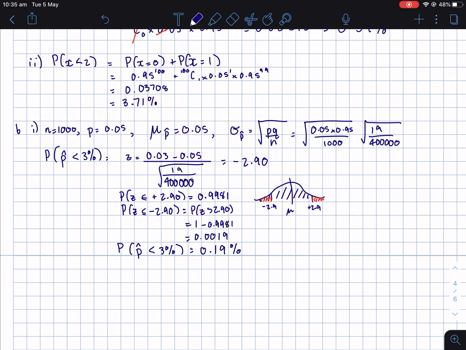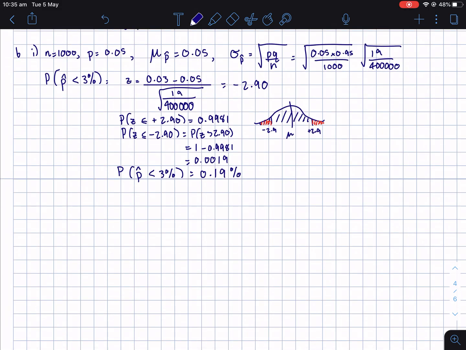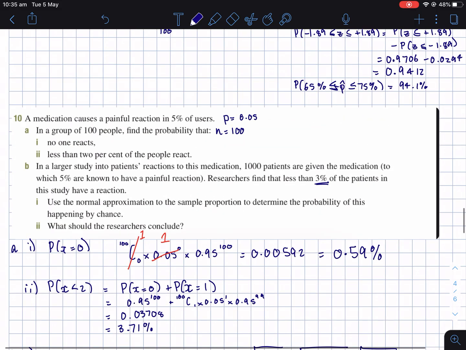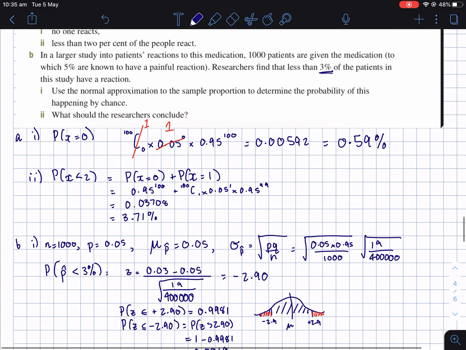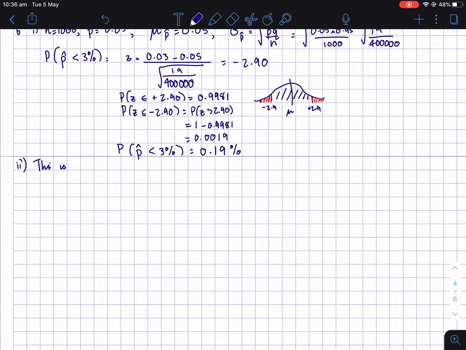So, I mean, I'm calling something. I think they lied. So for question 2, they've asked, what should the researchers conclude? Well, I'd say that their study was bad. It is highly unlikely.